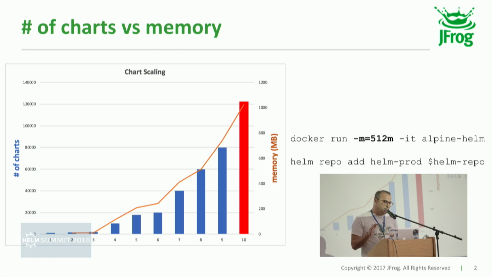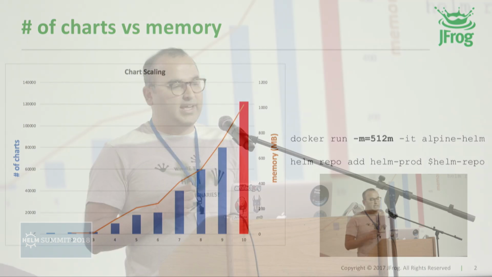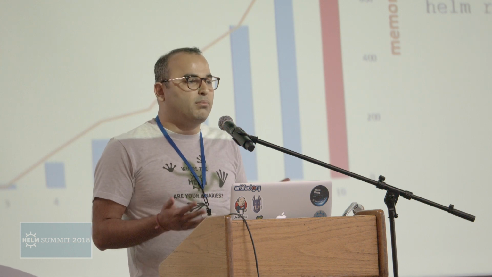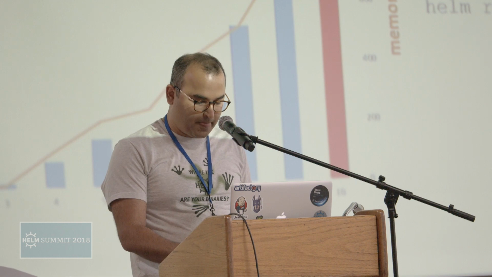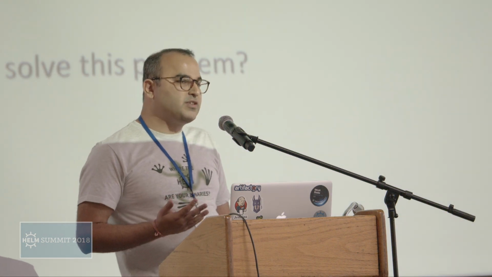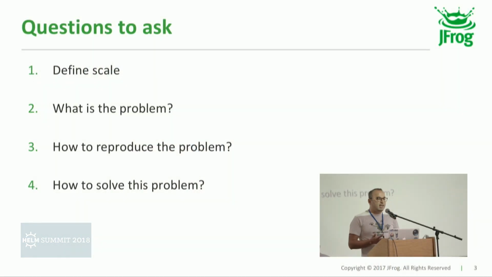And when it went over the 100K mark, it was consuming more than a gig of memory, right? So when I'm running a container with limited memory, then I'm not even able to add the Helm repo via the CLI, right? So that command fails. So the couple of questions to ask then: define scale, what is the problem, how to reproduce the problem, and how to solve the problem, which is the proposal.